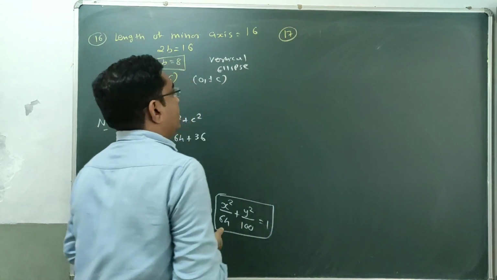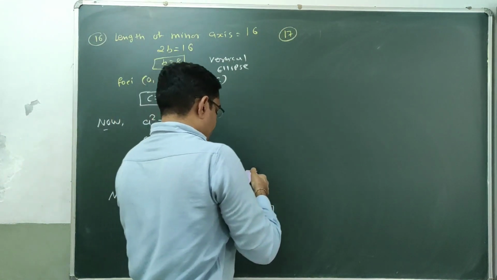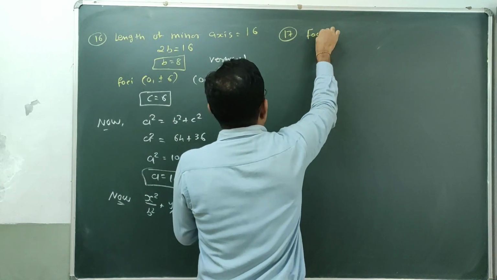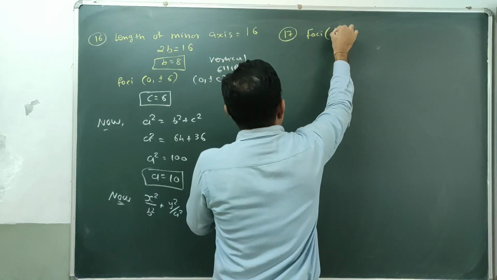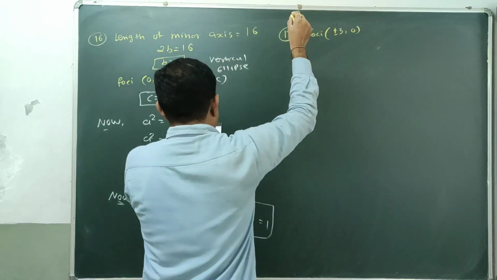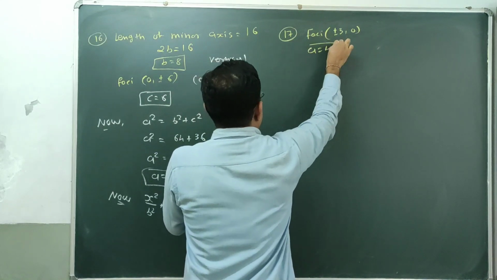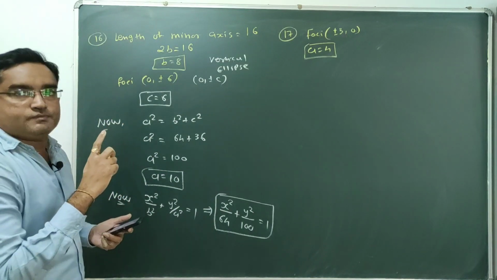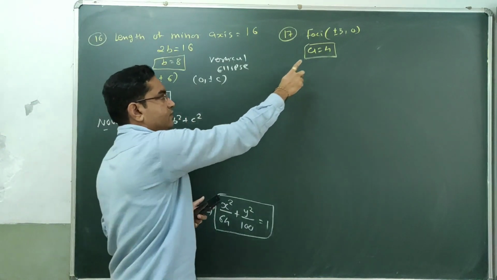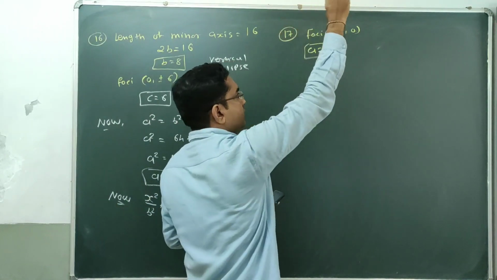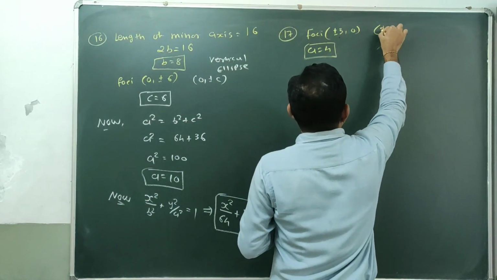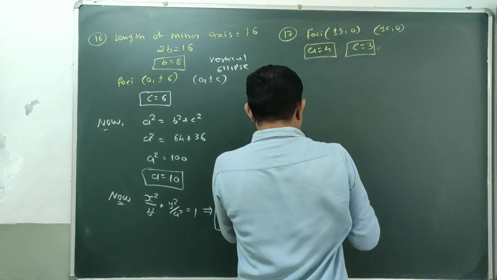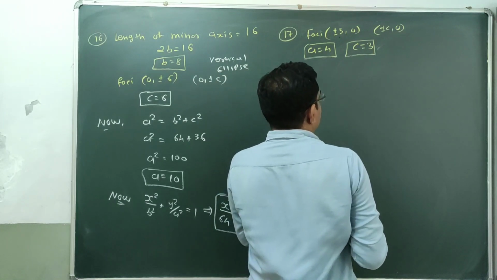Next, question 17. Question 17 says: find the equation of the ellipse which satisfies the given conditions. The conditions are coordinates of foci, which is important because by seeing the coordinates of foci we can tell which type of equation it is, and a equal to 4. What is small a? Small a is the length of the semi-major axis. Done. Foci lie on the x-axis. So coordinates of foci will be plus or minus c, 0. Here we get the value of c, which is 3.